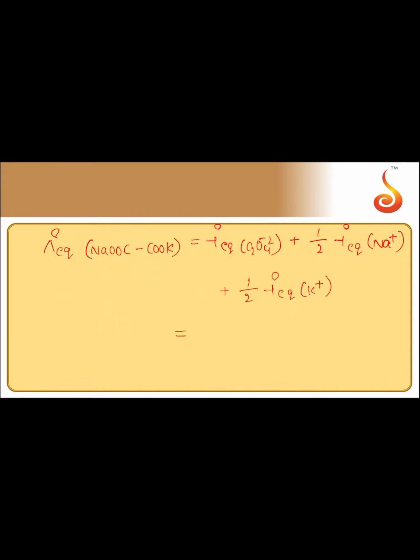If we substitute the values here, lambda naught EQ is X for C2O4 2-, plus 1 by 2 into the ionic equivalent conductivity of Na+. How much is given? Y. Sorry, for Na+ it is Z. So Z, plus for K+ it is Y, so plus 1 by 2 into Y. So we'll get, if you take the LCM, 2X plus Z plus Y, in Siemens centimeter square equivalent inverse. We can calculate the equivalent conductance at infinite dilution by using this concept.